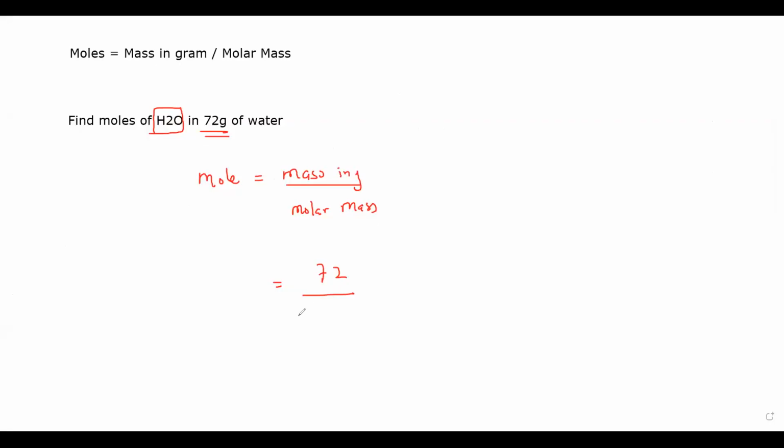So the molar mass of water, that is 1 into 2 plus 16. And when we solve this, it will be 72 divided by 18. And 72 divided by 18, what we get? We will get 4 moles of water. So actually, in 72 grams, how many moles of water are present? It contains 4 moles of water. Is it clear, this example?